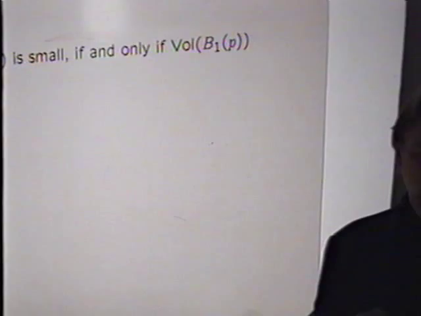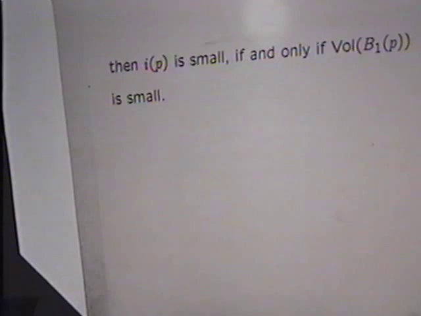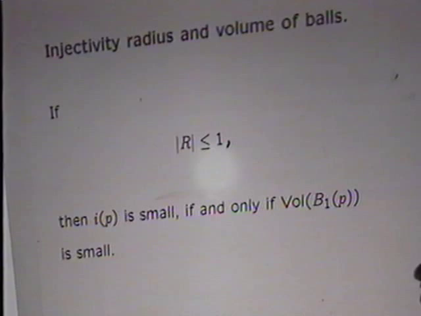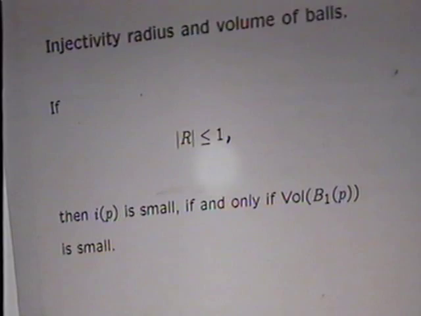statement, another way to look at it, which is more in the spirit of the kind of stuff that we'll want to do, the point of view we'll take more explicitly. If the curvature is bounded, then the injectivity radius is small if and only if the volume of your ball is small. And in fact, they can be more or less the same size as there would be on the cylinder. So if I have a two-sided bound on the curvature, then small injectivity radius is always accompanied by small volume.